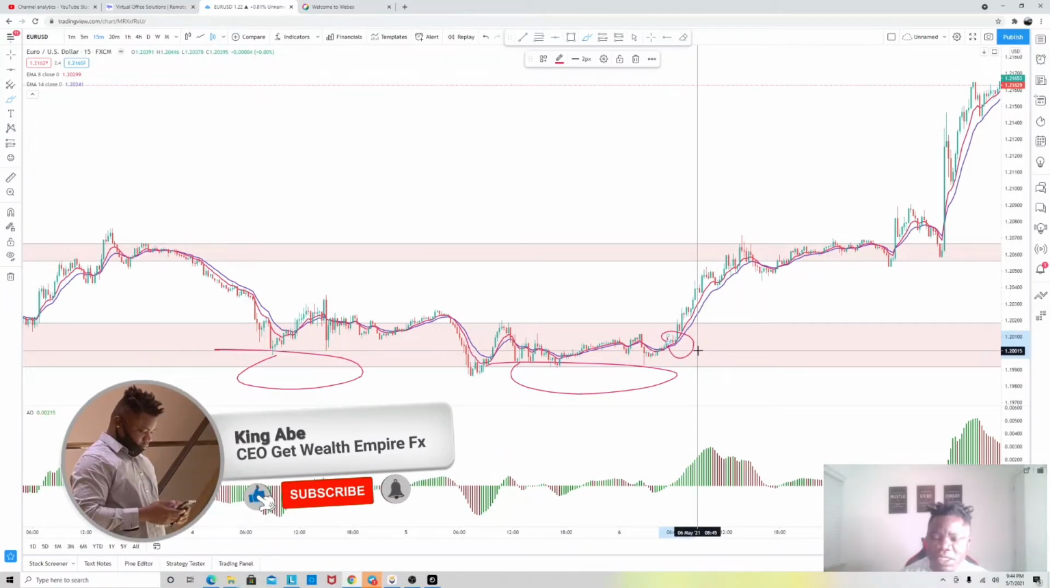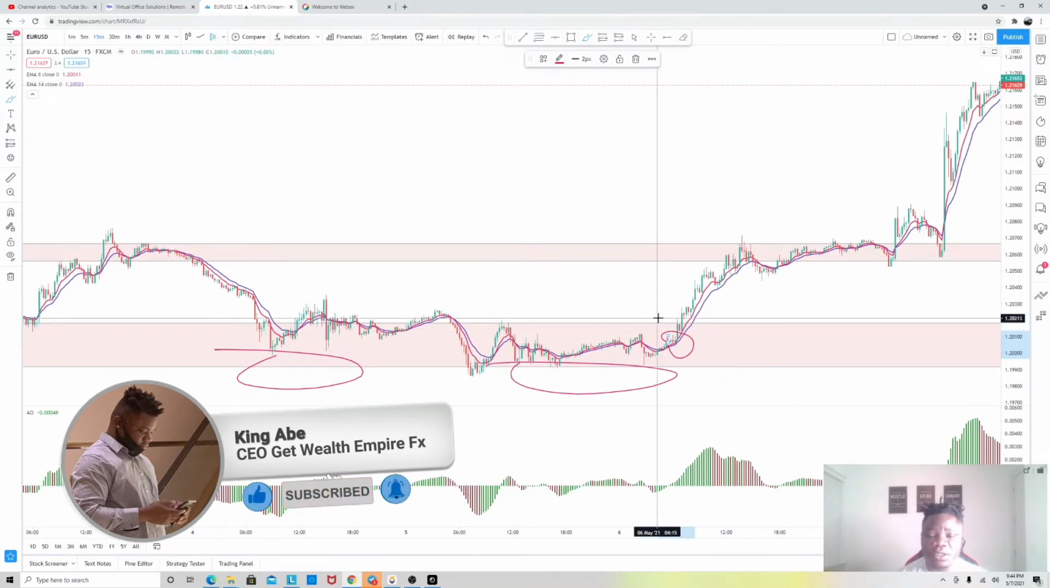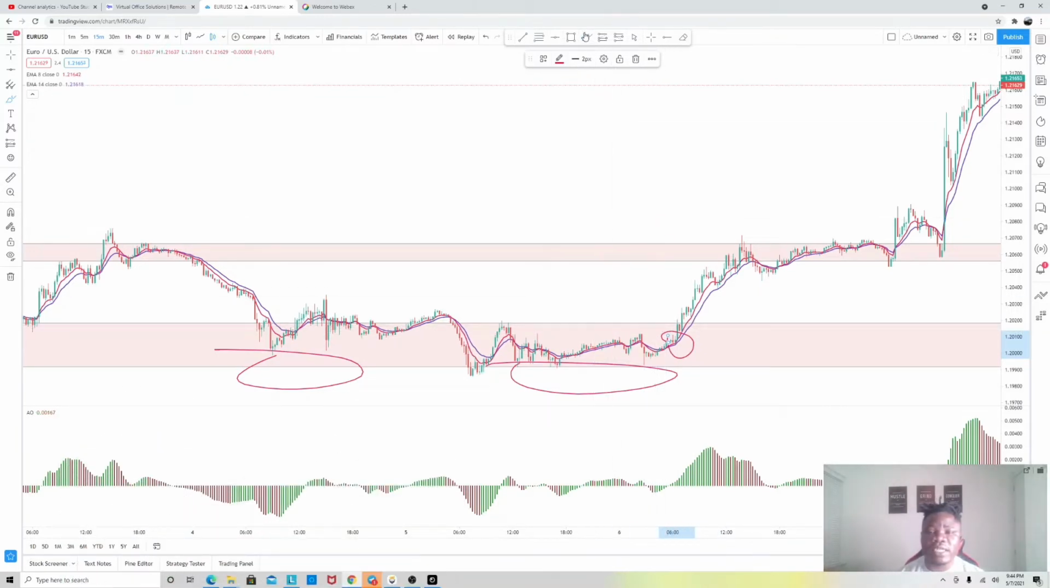That's your first confirmation. Your second confirmation is to make sure the price actually closes above your resistance zone right over here. Then your third confirmation is to make sure that this awesome oscillator, this histogram or bars, whatever you want to call it, is green and above your 0 line. This is your 0 line right over here. When it's above, then you have your confirmations. That's all you need.